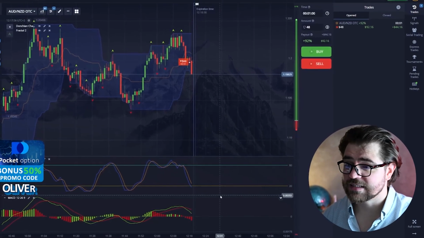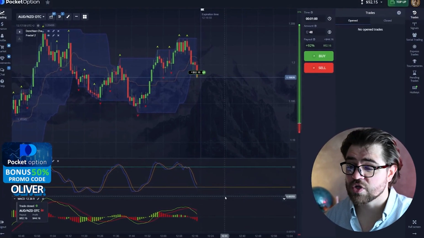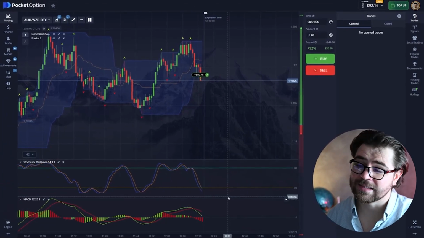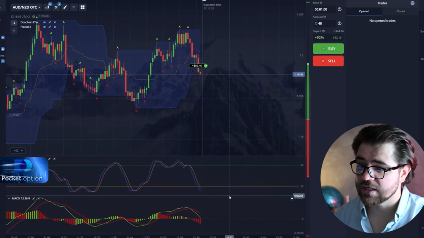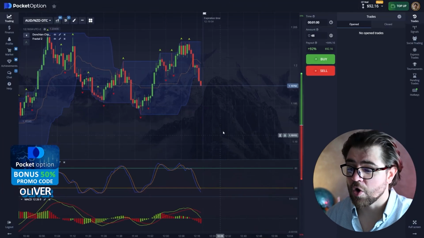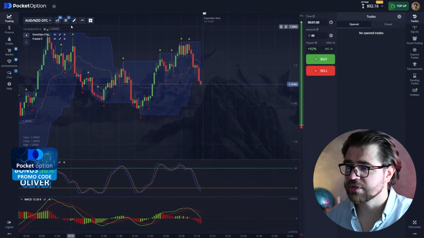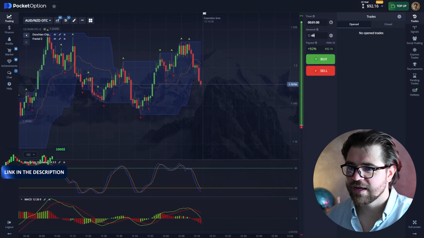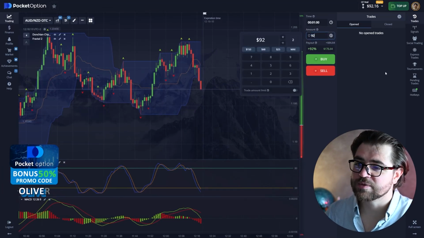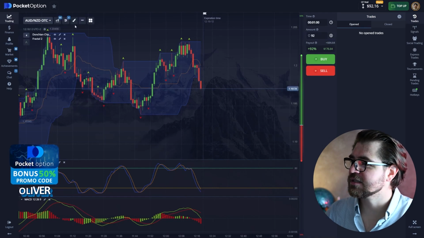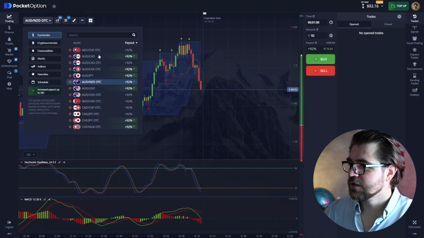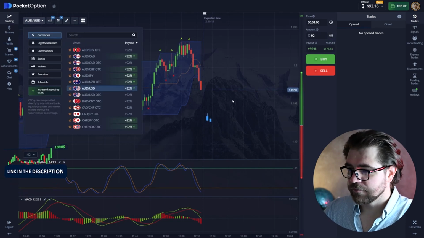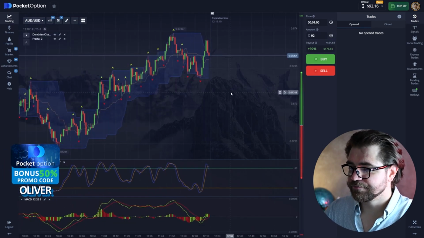The stochastic is nice because it shows us the two zones as well, the overbought and oversold sections, and also two moving averages, but in a different presentation. And we just had a profit. Let's place 92 in there and continue. Let's go over here.